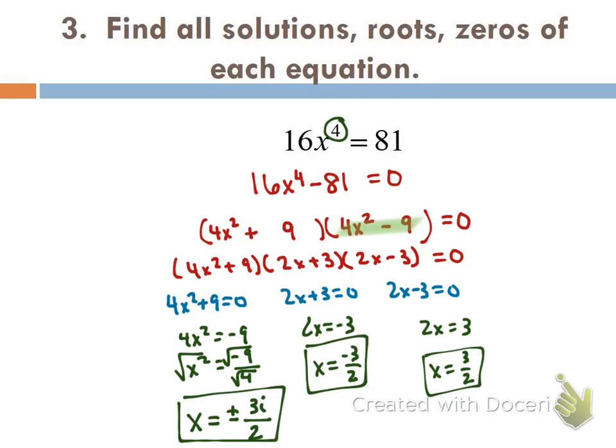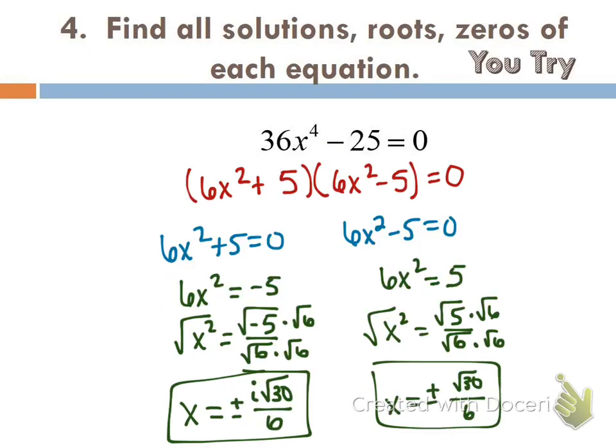Just like before, I want you to try number 4 by pausing this video and then checking your answer when you're finished. Okay, similar to number 3, I factored using perfect squares, so it became 6x squared plus 5 and 6x squared minus 5 is equal to 0. Neither of them factored any further, so I went ahead and set them both equal to 0.